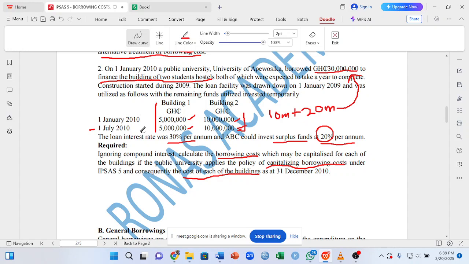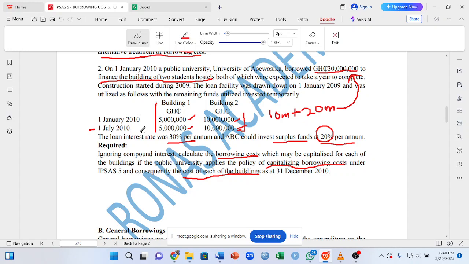Okay. That's a good question. So the reason why we divided here was because, number one, the loan facility was for two different hostels, building one and building two. It wasn't combined. If it was combined, I would agree with you. We can just assume from the first January and then we deal with that. But because it has been separated, we have to deal with the separation separately. And when it also came to the payment, we did it that way separately.